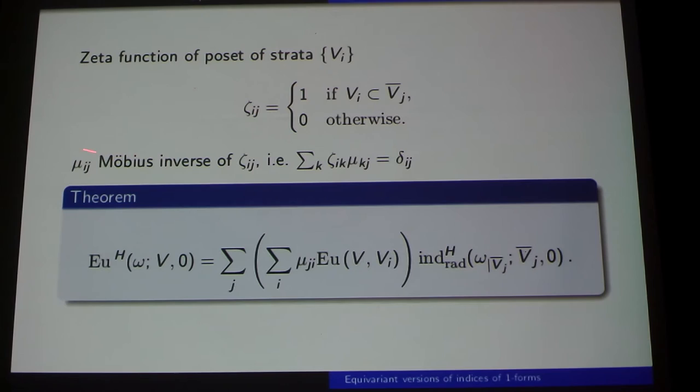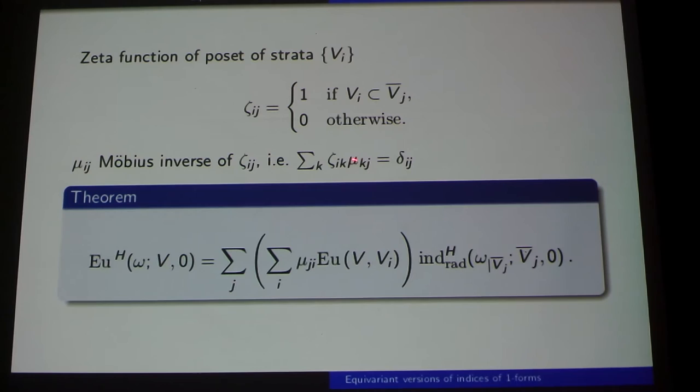And then you consider the Möbius inverse, mu ij, the Möbius inverse of zeta ij. This is defined by the following formula: the sum over k of zeta ik mu kj is equal to the Kronecker delta, delta ij. So this defines the Möbius inverse.